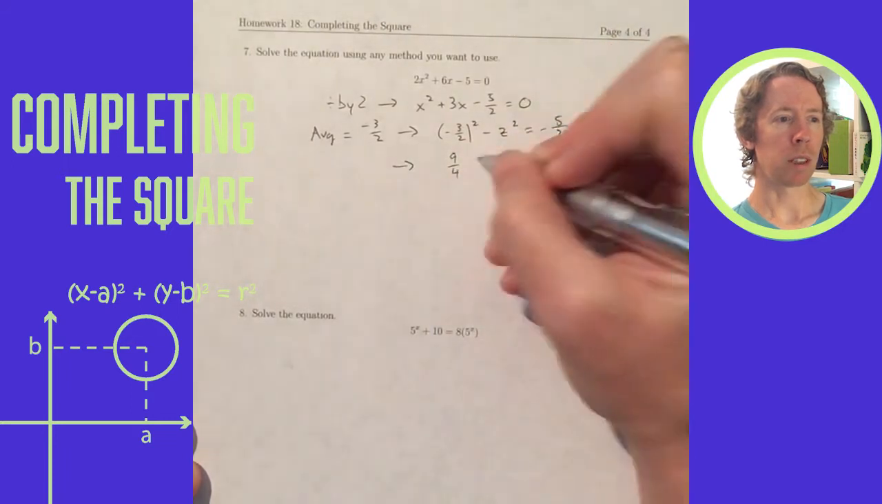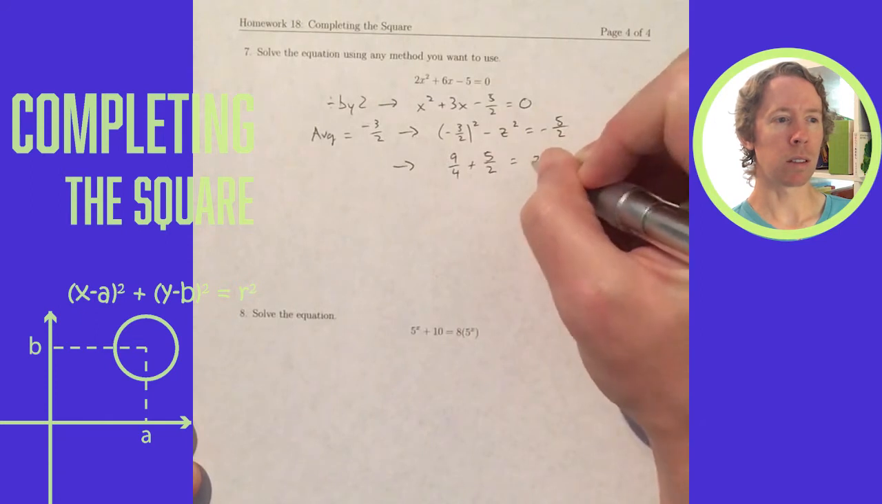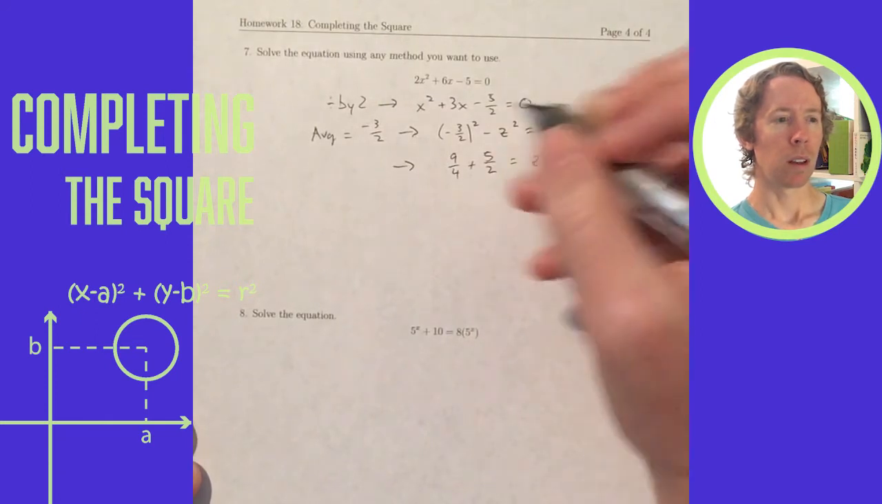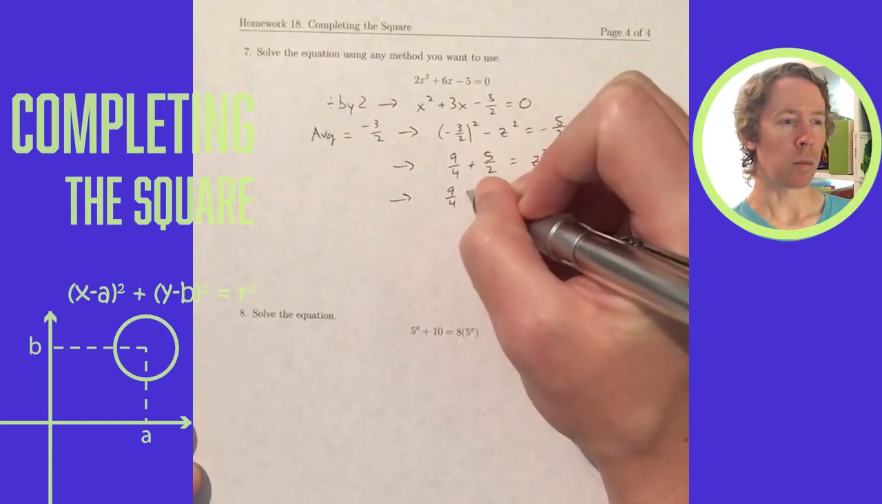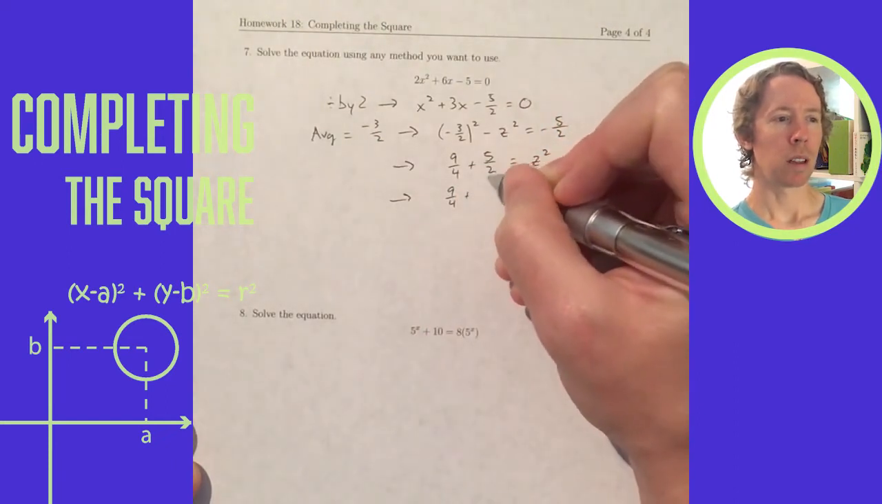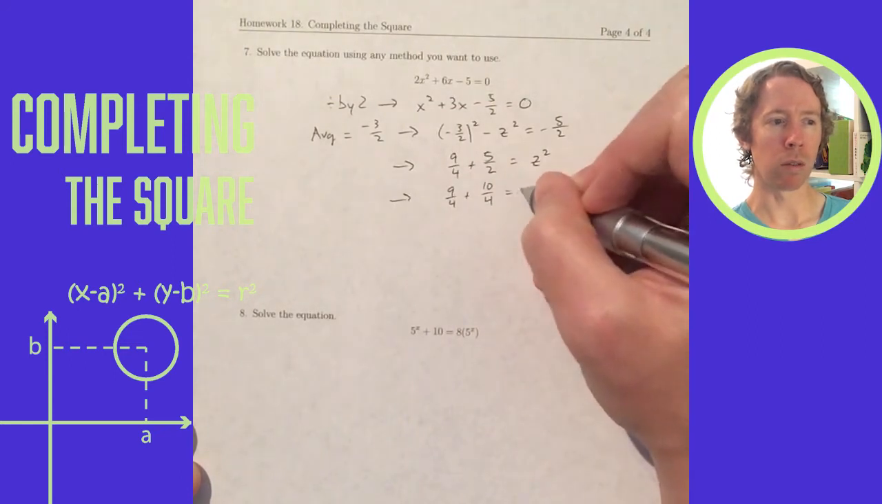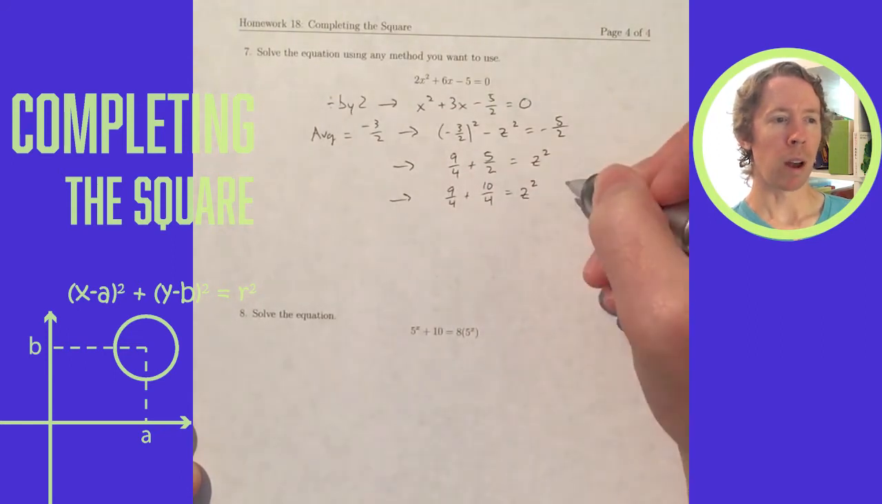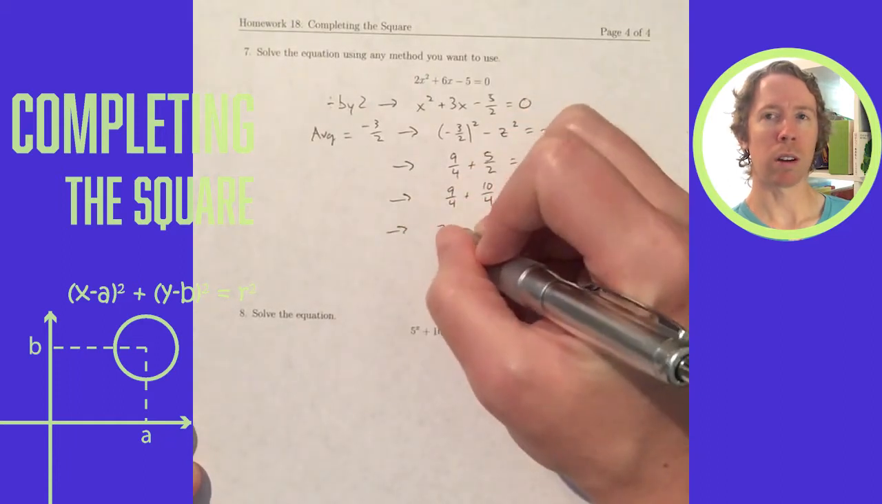I want to solve for z, so I'm going to add z squared to both sides, and I'll add 5/2 to both sides. And now before I take the square root, I want to combine the fractions. So I'm going to change 5/2 into fourths, so I need to multiply the top and the bottom by 2. That gives me 10 over 4. So now I add those fractions together, I get 19 over 4 equals z squared.